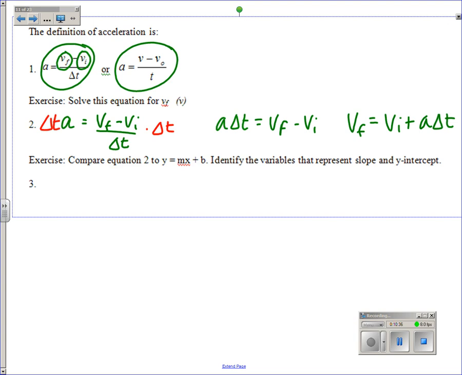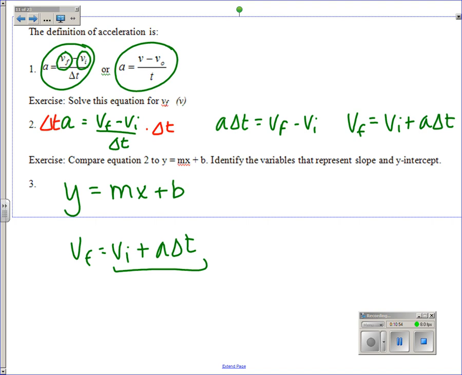Our exercise in question 3 then is to compare equation 2 to y equals mx plus b. So let's do that. Y equals mx plus b. Vf equals vi plus a delta t. I need to switch these two around to make it match. Vf equals a delta t plus vi. Here we go. In this situation, the slope is the acceleration, and the y-intercept is the initial velocity.